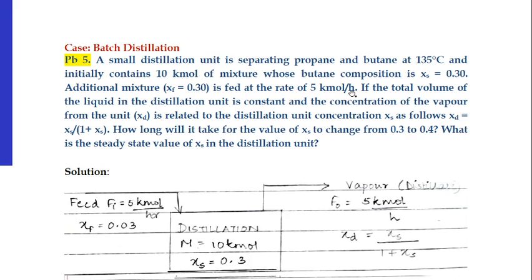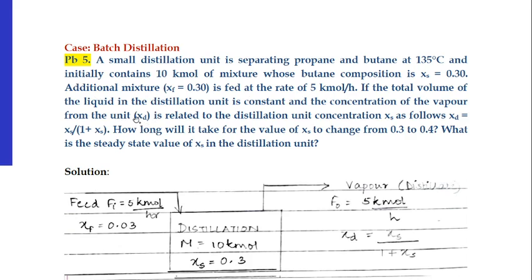Now the situation changes dynamically, so it ends up with an unsteady state situation. If the total volume of the liquid in the distillation unit is constant with respect to time, we don't have to mention that, but dV by dt is equal to 0 with respect to this particular statement. Concentration of the vapor from the unit is denoted as XD.